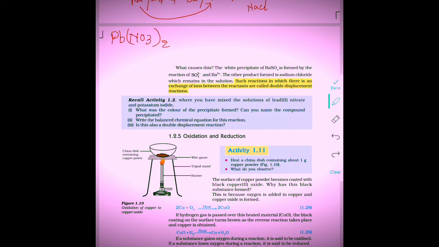So the balanced equation can finally be written as Pb(NO3)2 plus 2KI gives PbI2 plus 2KNO3. This is the balanced chemical equation. Is it double displacement? Yes. Why? Because Pb and K are both replaced, and so it is a double displacement reaction.